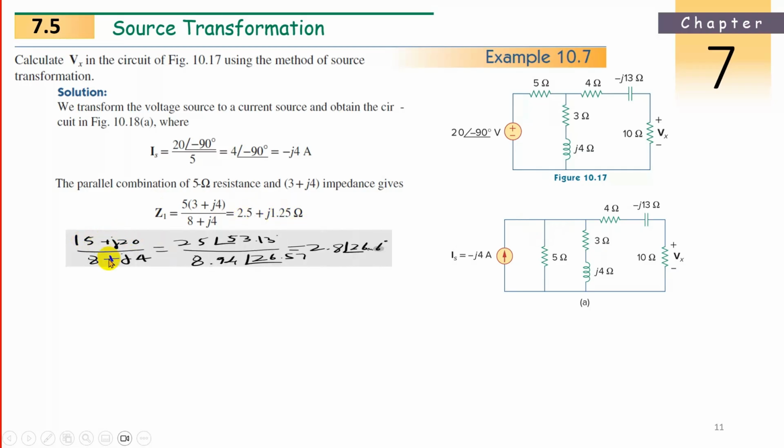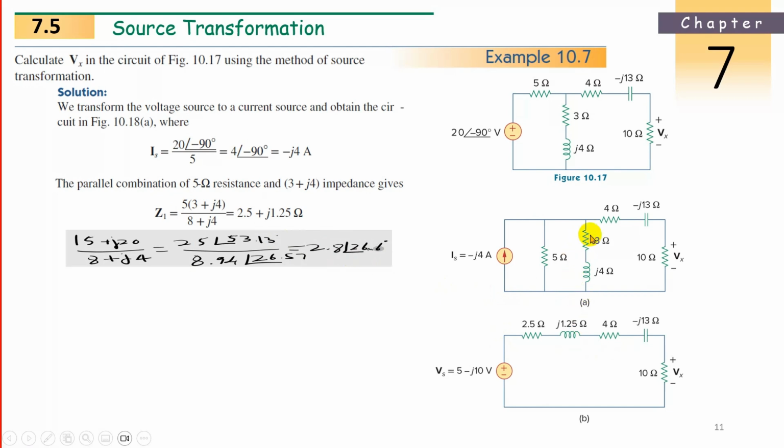So this is 15 plus J20 over 8 plus J4. Now convert it into polar form. 15 plus J20 will become 25 at 53.13 degrees. Convert 8 plus J4 into polar form, 8.94 at 26 degrees. Then divide: 25 divided by 8.94 is 2.8, and 53 minus 26 is 26 degrees. Then you can convert back into rectangular form, no problem. That is 2.5 plus J1.25. Okay, now we got Z1.